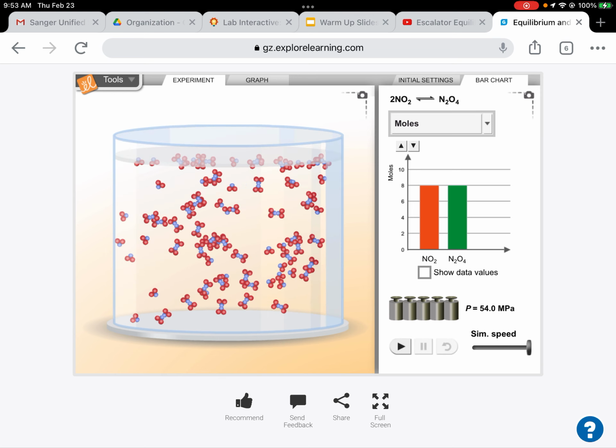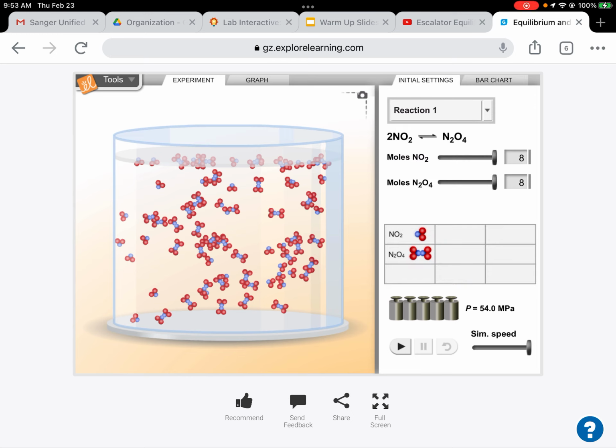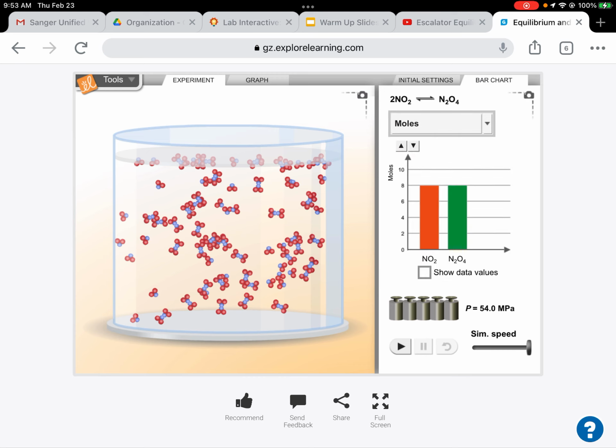One thing I want to look at before we start is this bar graph. Right now, I have it set up so that I put an equal amount of each chemical into this beaker. There's 8 and 8, right? So it's 50-50, perfectly balanced. So the question is, is this at equilibrium? A lot of you might be thinking yes, but no, not necessarily. The only way this is at equilibrium is if they stay 50-50. So let's see if that happens.